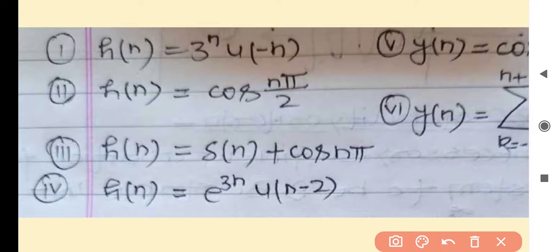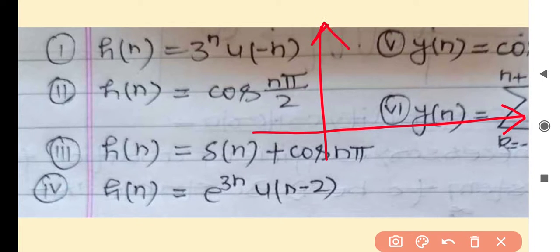Now here question number 4, which is e power 3n u of n minus 2. First look at this function u of n minus 2. It is the shifted form of the unit step function. Because it is shifted by 2 units right, it will start from n equal to 2. It is n equal to 1, it is n equal to 2. So this is unit step function u[n minus 2].